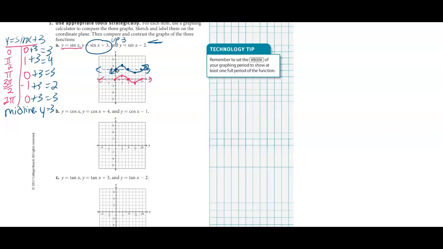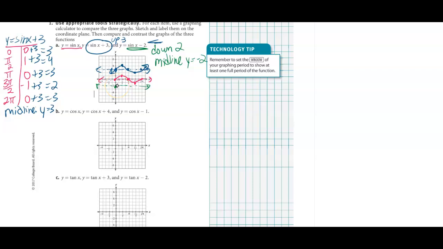And then if I wanted to do y equals sine of x minus 2, right, that's going to drop down 2. That midline is going to be y equals negative 2. And so again, you can count all the points down on the graph. Okay, here's my new midline, negative 2.